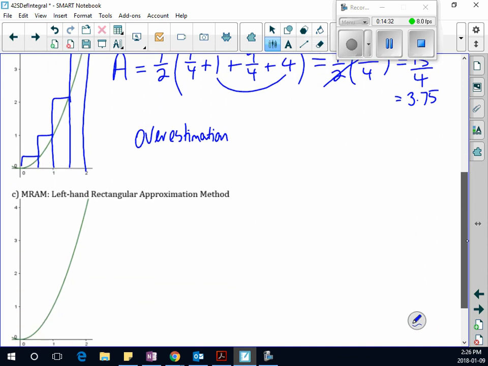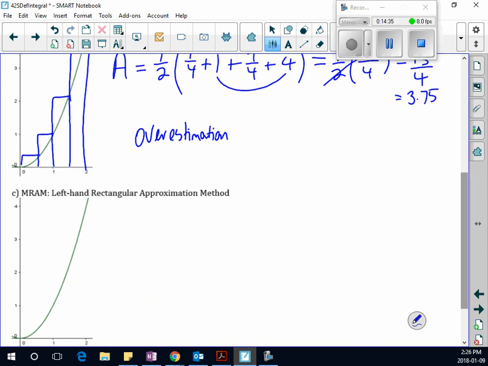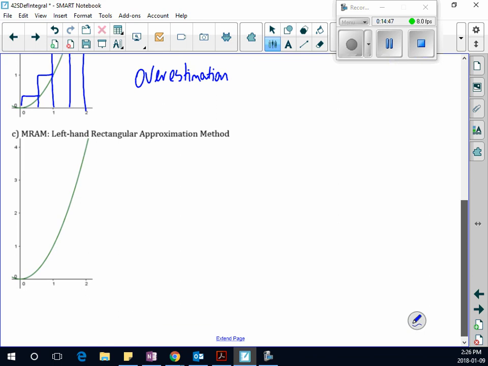Okay, the next method I'm going to do, the next one we're going to do is the midpoint. So now we're dividing the 4 sections again, but instead of taking the left hand or the right hand, we're finding the middle. So again, there's my sections off. But this time, it's going to be halfway, wherever it meets it halfway.